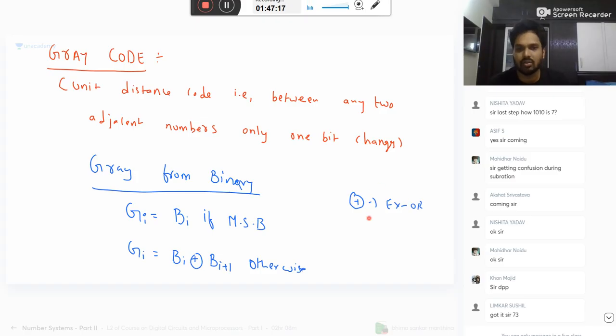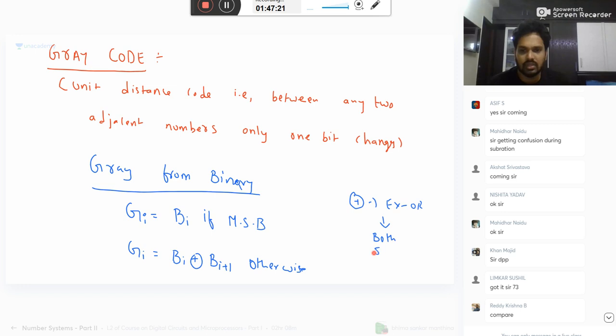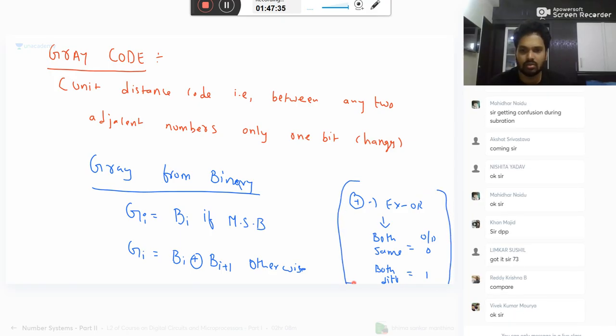What is XOR operation? Listen. Both same, output 0. Both different, output 1. For timing, you remember it like this only. Everything we discussed clearly in the XOR gate operation in the logic gates. Okay, both are same, you get 0. Both are different, you get 1. Let me take one example.